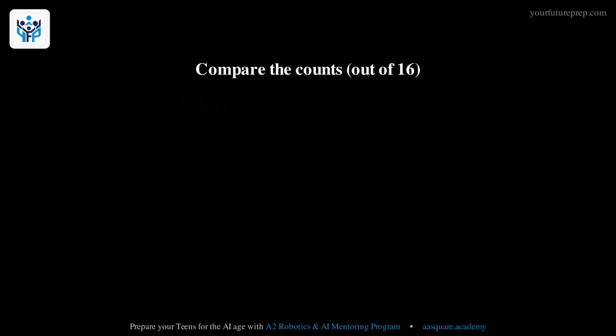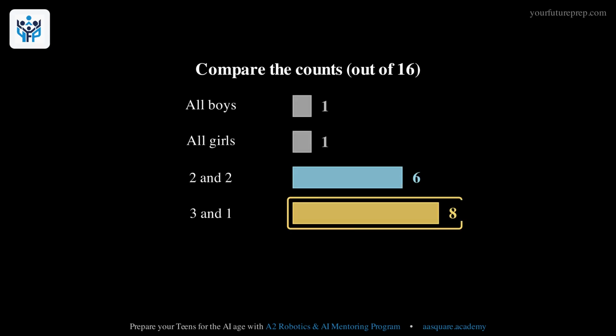Now compare the counts out of 16. All boys is 1, all girls is 1, 2 and 2 is 6. But 3 and 1 is 8. 8 is the largest, so the 3 and 1 split is the most likely outcome.